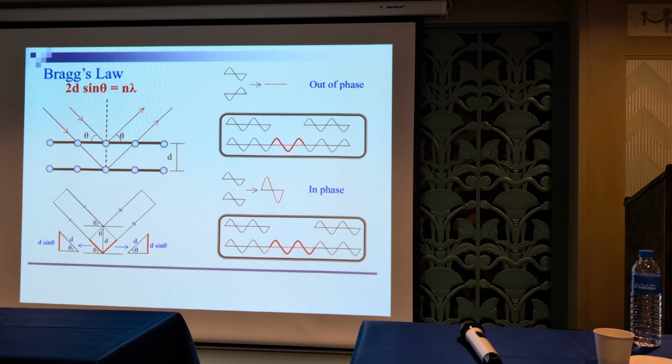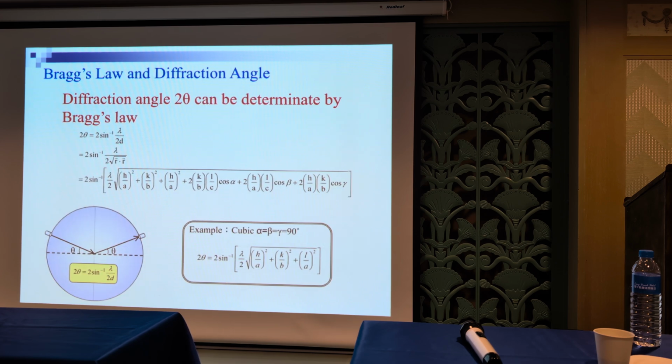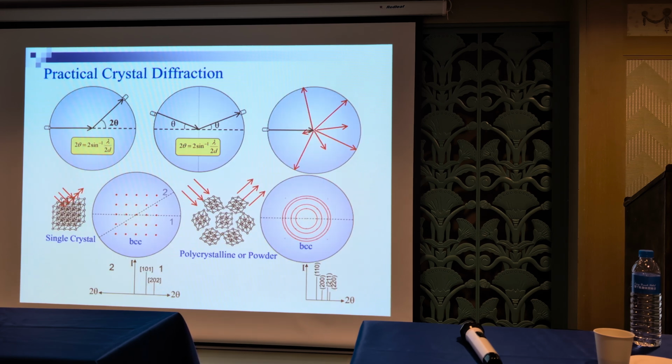Okay, this is Bragg's law. I think everybody already knows that. And this is the way to calculate the 2 theta position from the HKL. For a practical crystal diffraction, for a single crystal, you will get diffraction points. And for powder diffraction, you will get the diffraction ring.